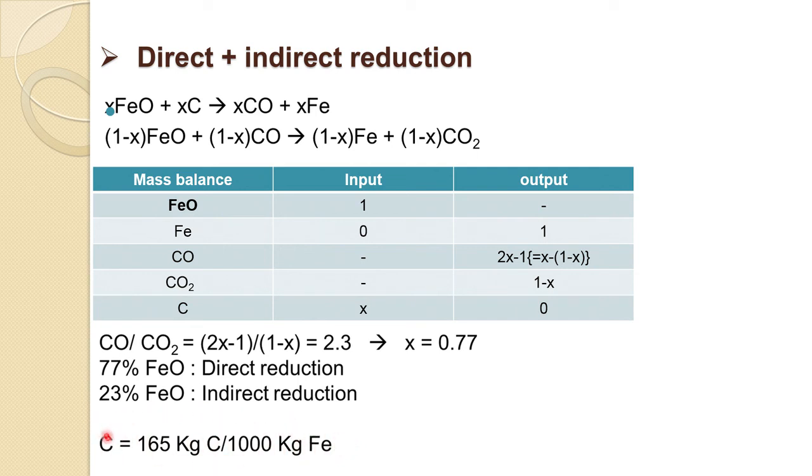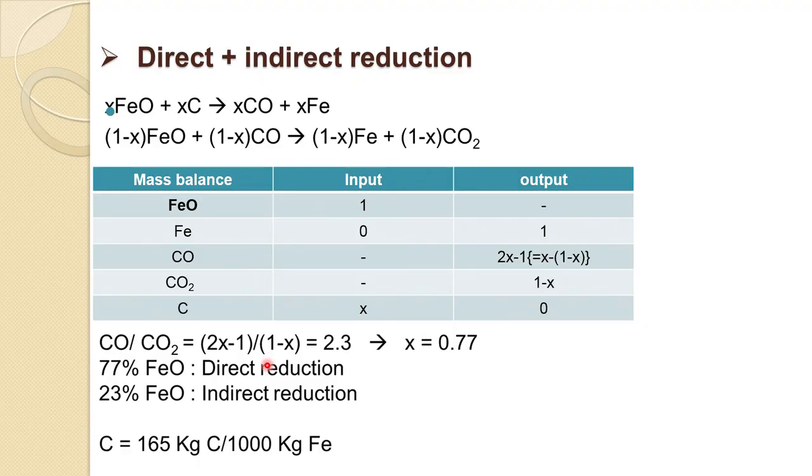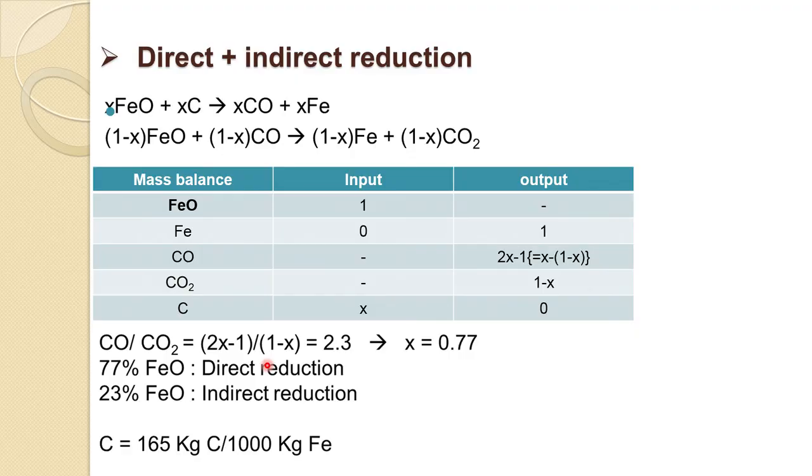But how to achieve this? This is a challenge in the blast furnace. How can you control that 77% should be by direct reduction and 23% should be by indirect reduction? But one can play around with this figure and can certainly achieve a good saving in the coke consumption. If you look at the modern blast furnace, becoming larger and larger, they are trying to reduce the coke consumption, playing with these sort of figures.